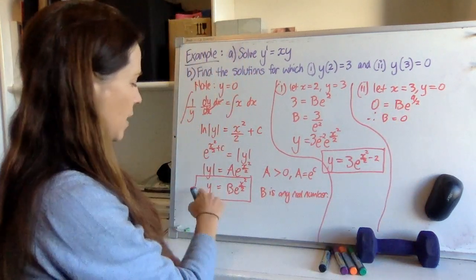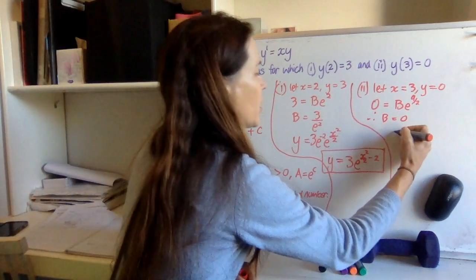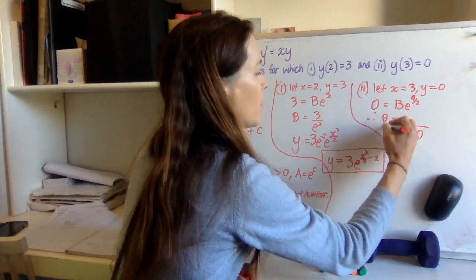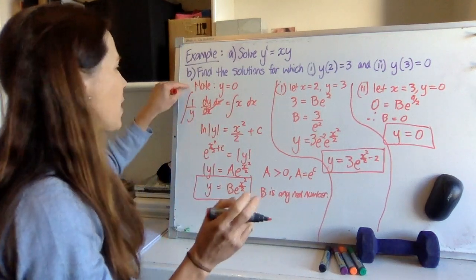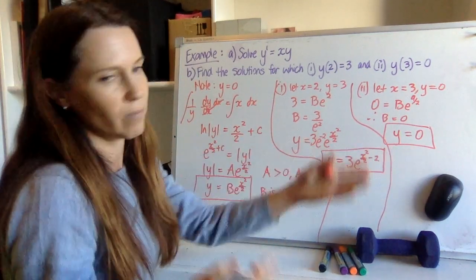So then rewriting and subbing in, we actually just have the line y equals 0, which is the sort of slightly trivial solution that we spotted first up right in the beginning, and we've been led to it through a different method.